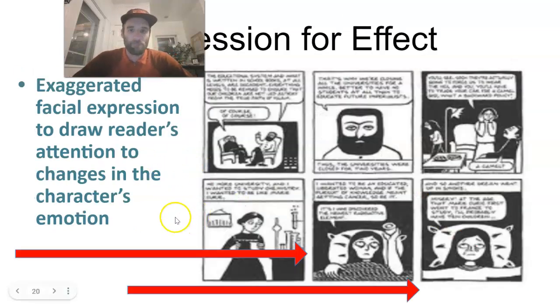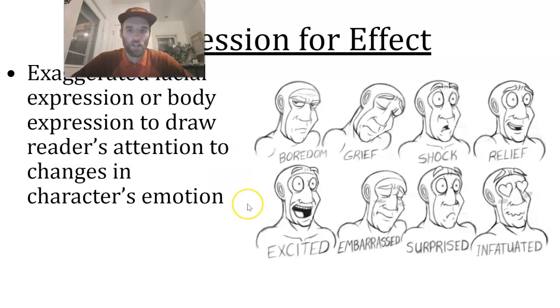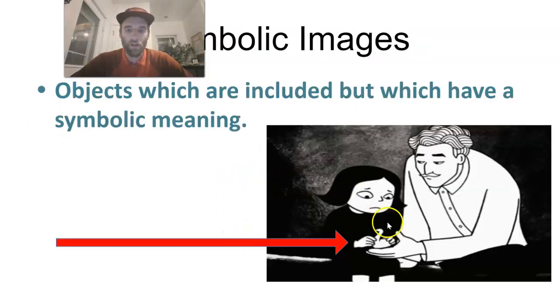Okay. Expression for effect. You have just facial expressions, draw attention to characters' emotions. There's some examples of how characters' emotions are shown. I'm going really fast through this. You can always refer to it on your own. Symbolic images. So here we have a gift that was given to her. You're going to read about it, and it symbolizes something greater.